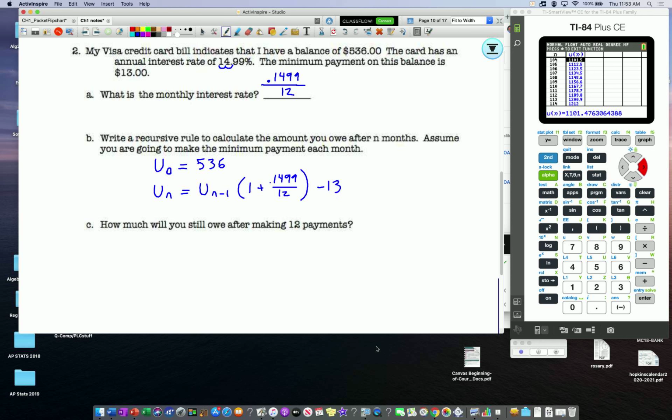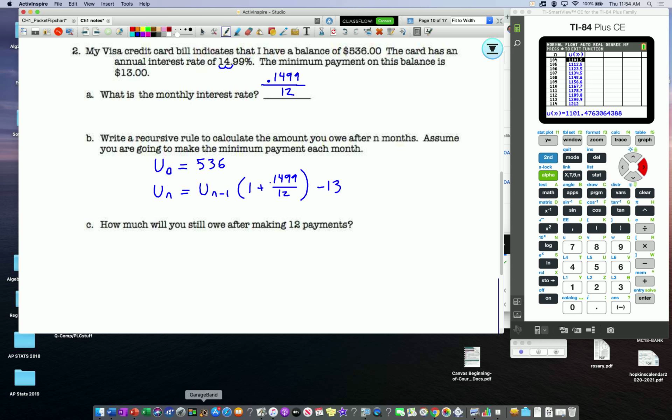Okay? So what we want to see is how much do you still owe after making, say, 12 payments. So each month you pay $13. Now here's the caveat, okay? You're not charging anything more on this card. So you're just making the minimum payment and you decide, I'm not using the card anymore until I get it all paid off. That's kind of the kicker on this problem, okay?